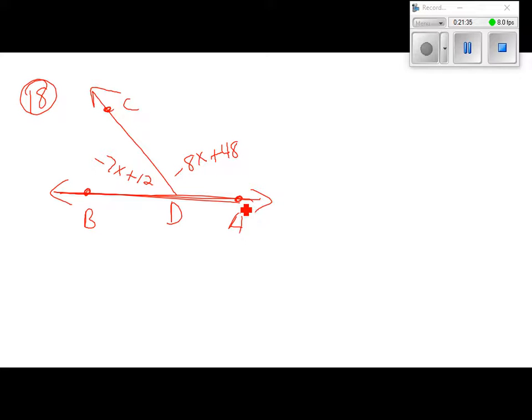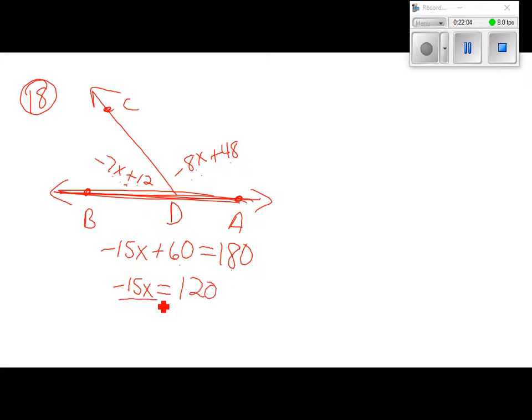Number 18, they tell us that this is a straight angle. So that means these two angles should be supplementary to each other. So we're going to set up the equation, this angle plus this angle should equal 180. I'm going to do some of it in my head and just collect like terms. Negative 7x, negative 8x gives me negative 15x. 12 and 48 gives me 60. All that should total up to 180 because they're supplementary. They add up to be that straight angle. Subtract 60 on both sides, I get negative 15x equals 120. Divide by negative 15.